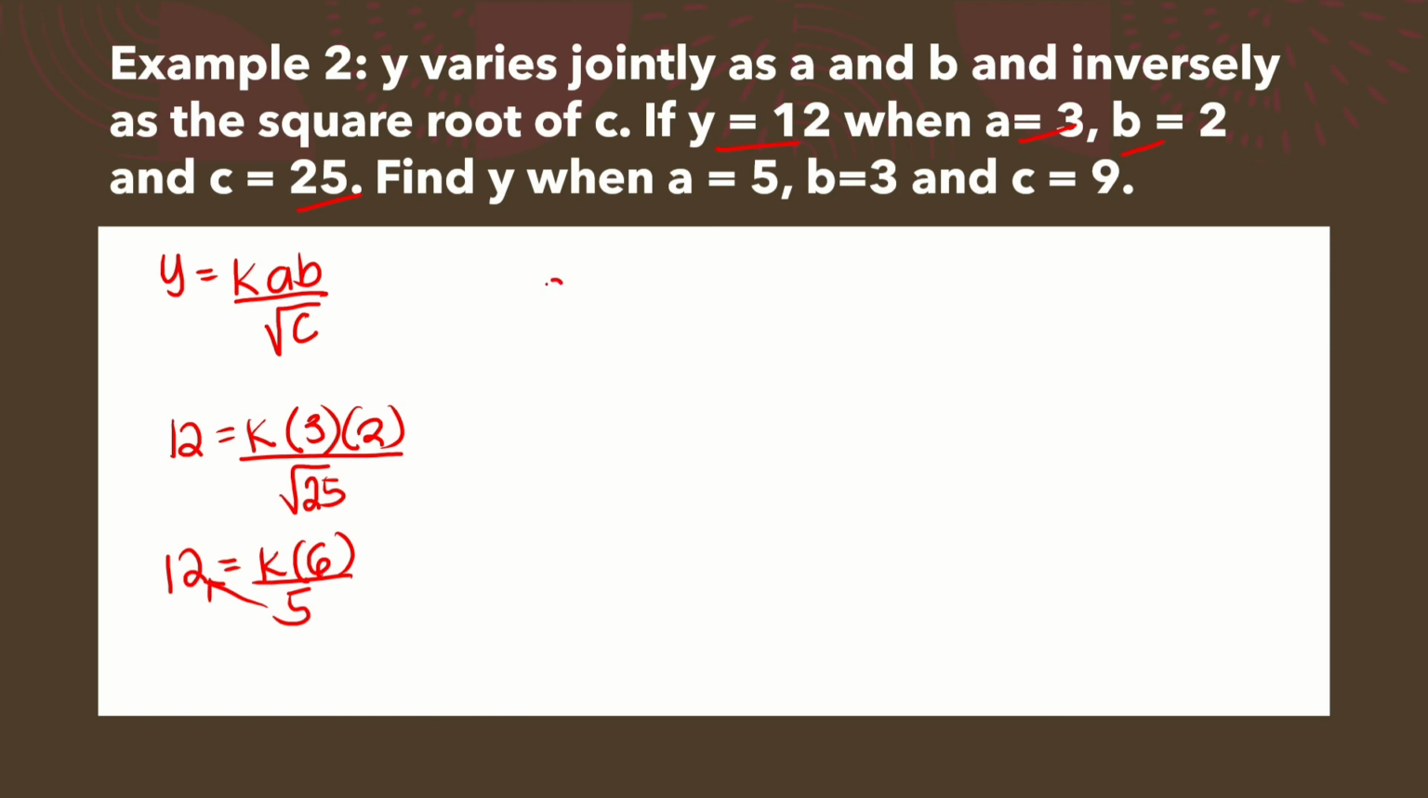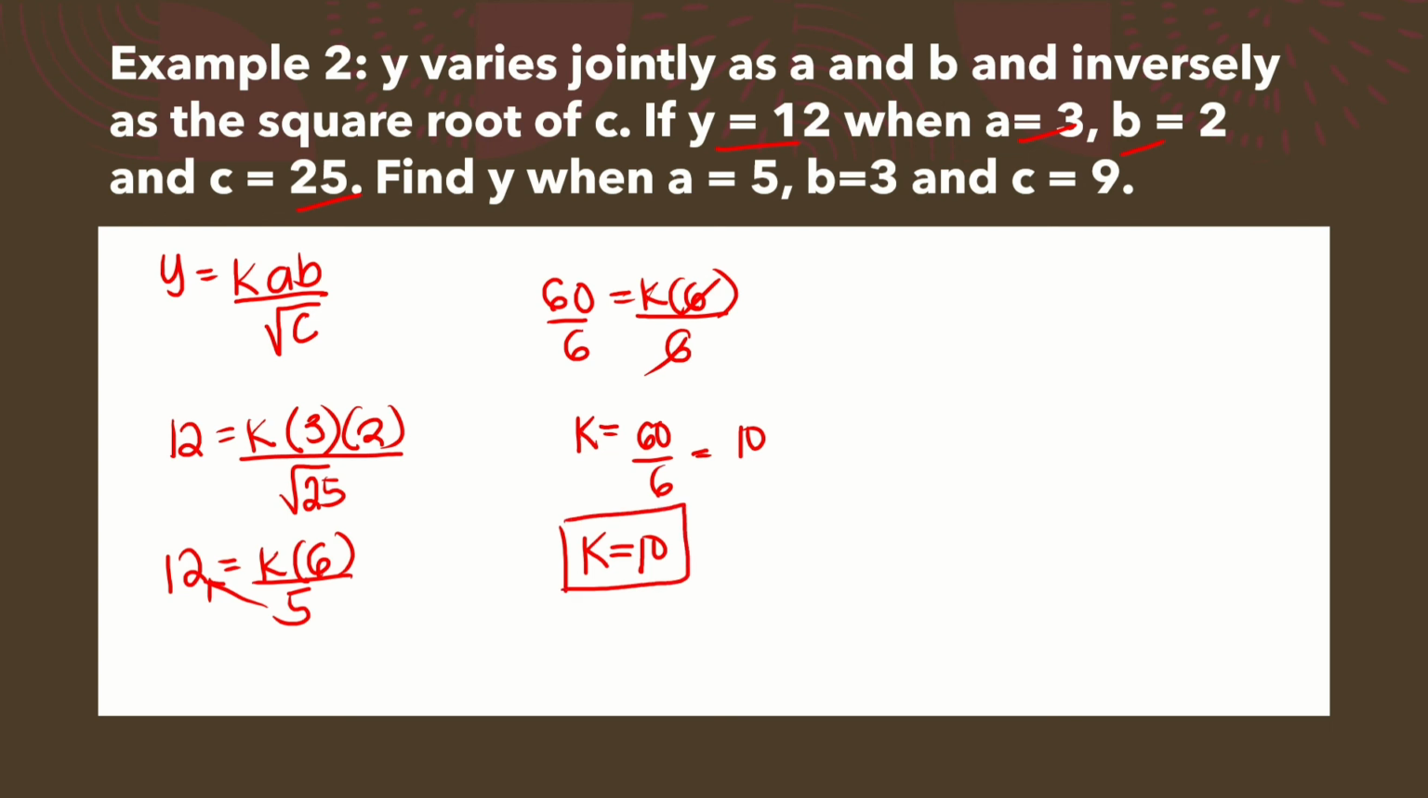Next is, we simply multiply this to solve for k. That is now 60 is equal to k times 6. Then, we divide both sides of the equation by 6. Our k now is equal to 60 all over 6, or that is equal to 10. So our k is 10.